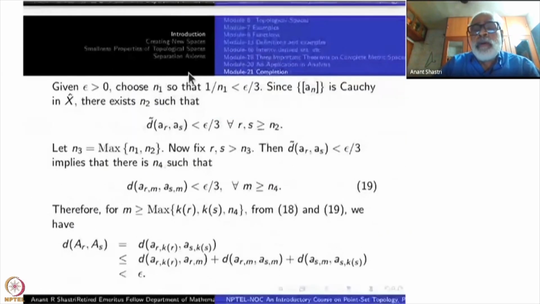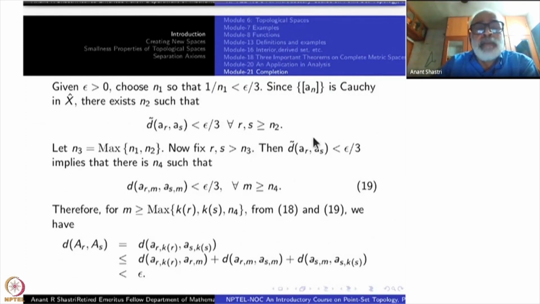That means what? For any epsilon, I must find R and S such that the distance between AR and AS is less than epsilon, or epsilon by 3, whatever you want to say. So that's what I have shown. So fix R and S bigger than N3. For all of them, I must show that D of AR, AS, this is the ordinary distance of the metric, these are points of X now, is less than epsilon. So how do I show that?